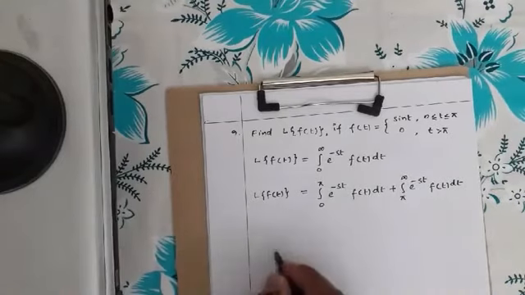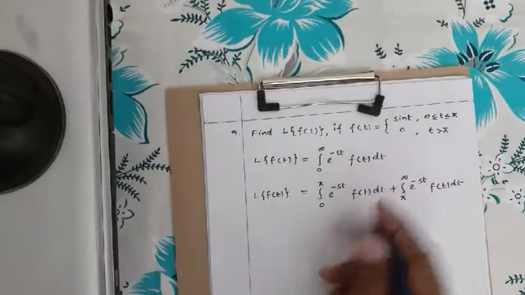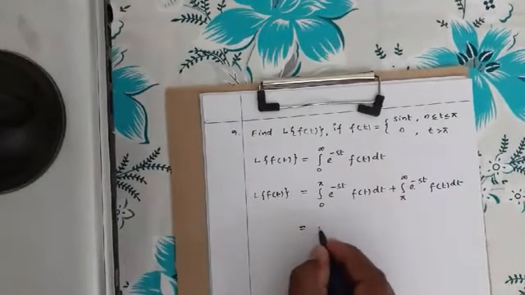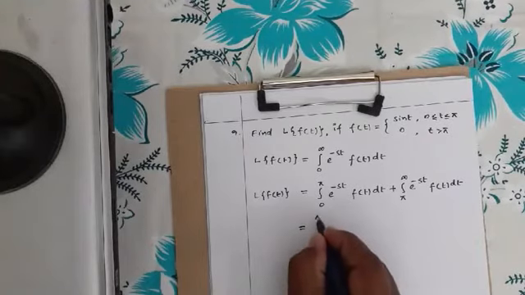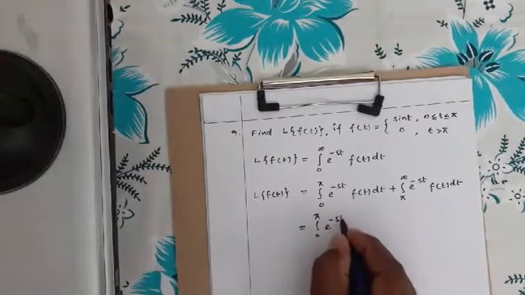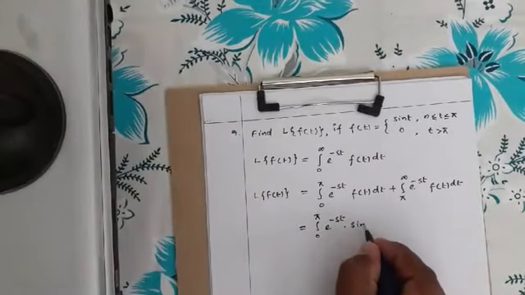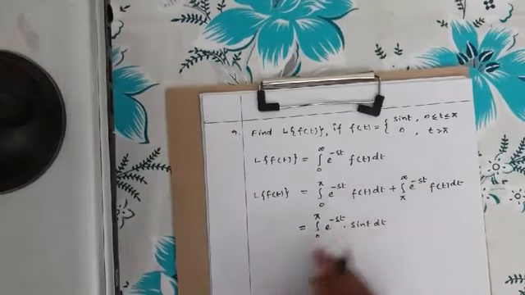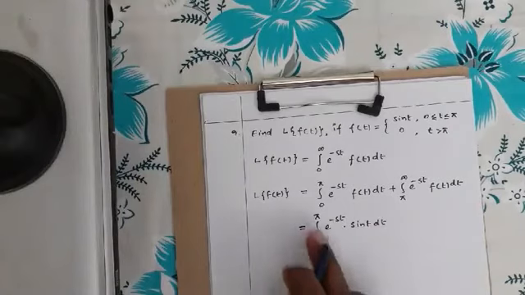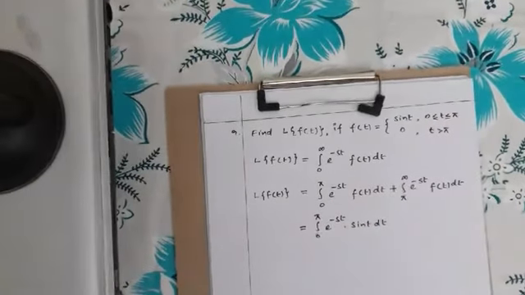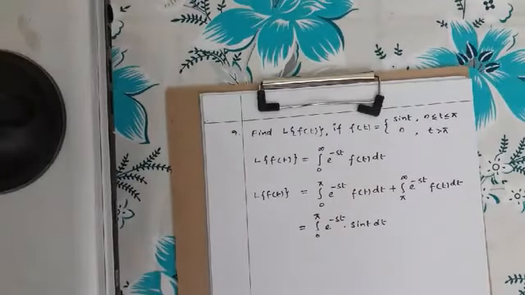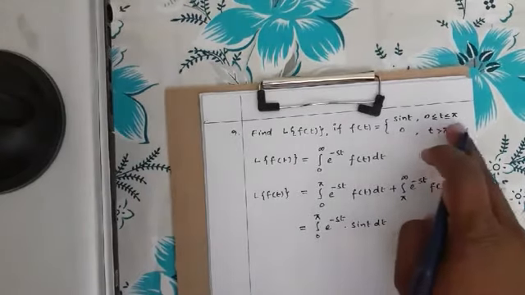Now when you apply f of t, it becomes the integral from 0 to infinity, split as 0 to pi of e power minus st. In the place of f of t, you have to write sin t, because t lies from 0 to pi. So 0 less than or equal to t less than or equal to pi.